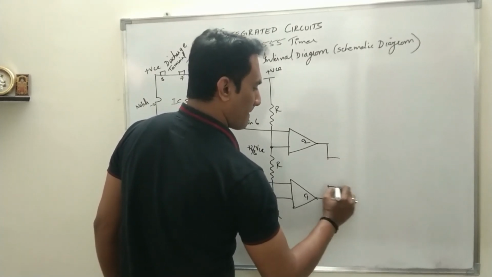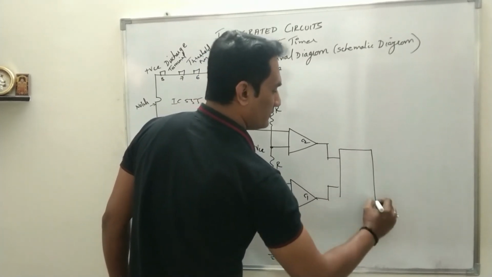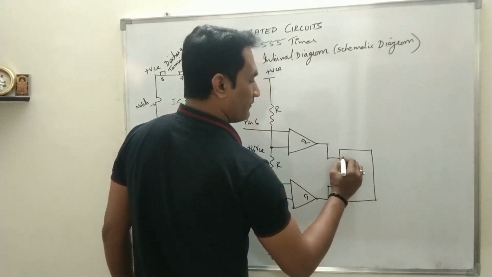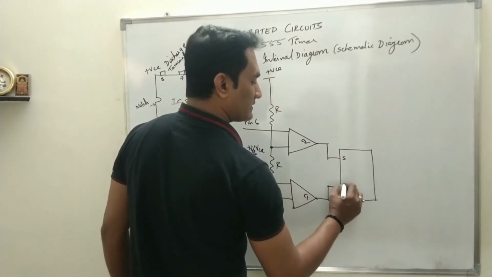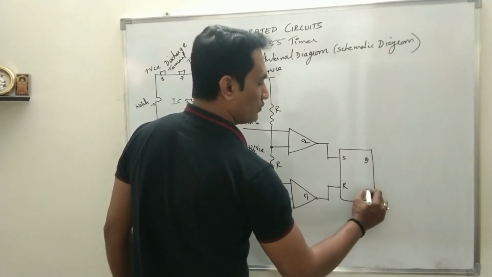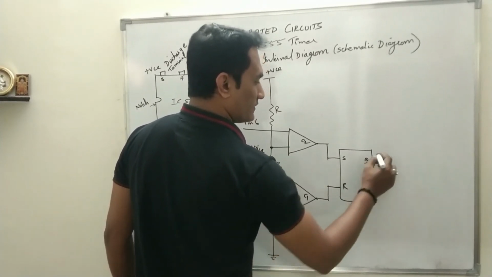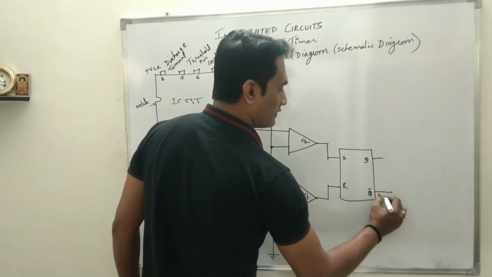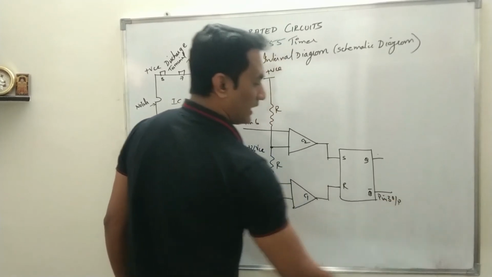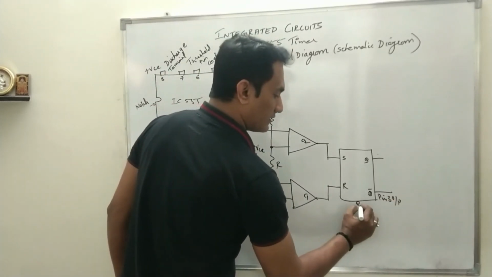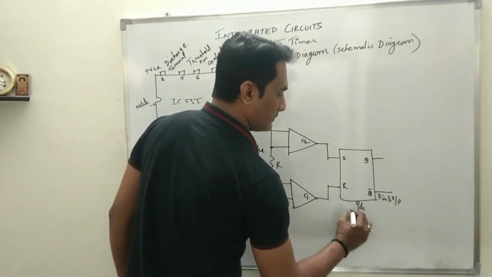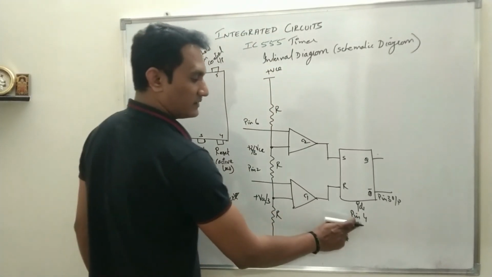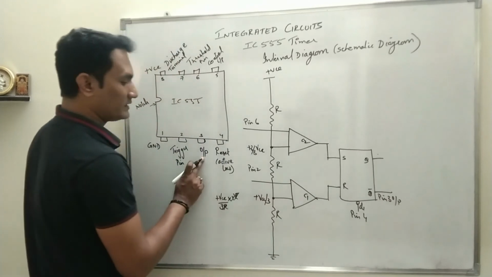goes as input to an SR flip-flop, Q bar. This is Q bar. This is pin number 3, that is the output, and there is a clear terminal of this flip-flop, that is pin number 4. Pin number 4 is the reset terminal. Pin number 3 is the output.